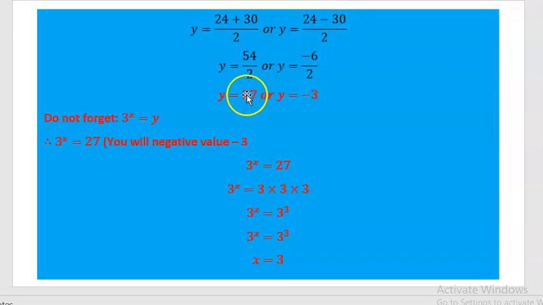So as in the first method, I'm going to get y equals 27 or y equals minus 3. Then you are going to equate 3 raised to power x to y and get your x equals 3 as in the first method. So you see that the question is very simple if you get the first line.